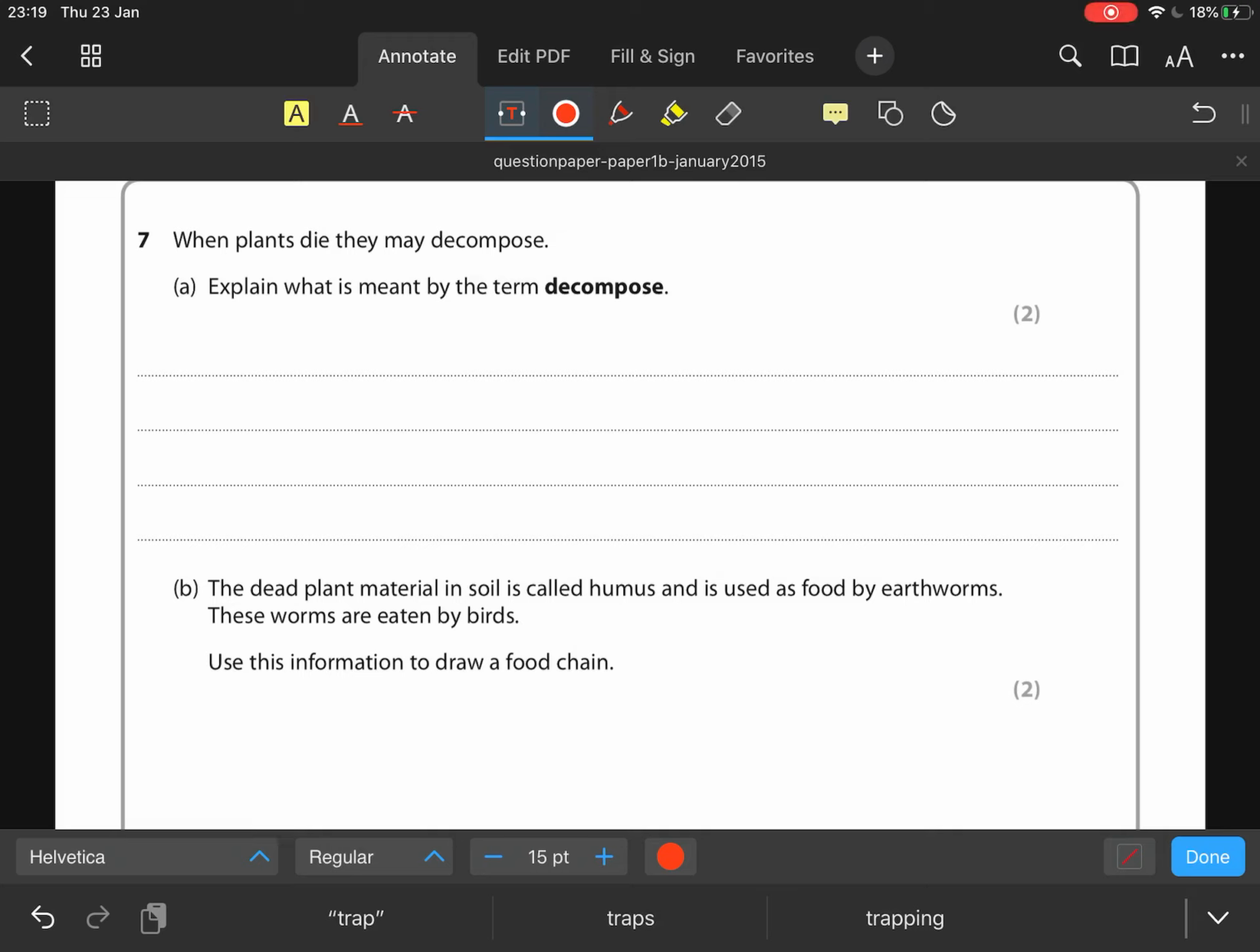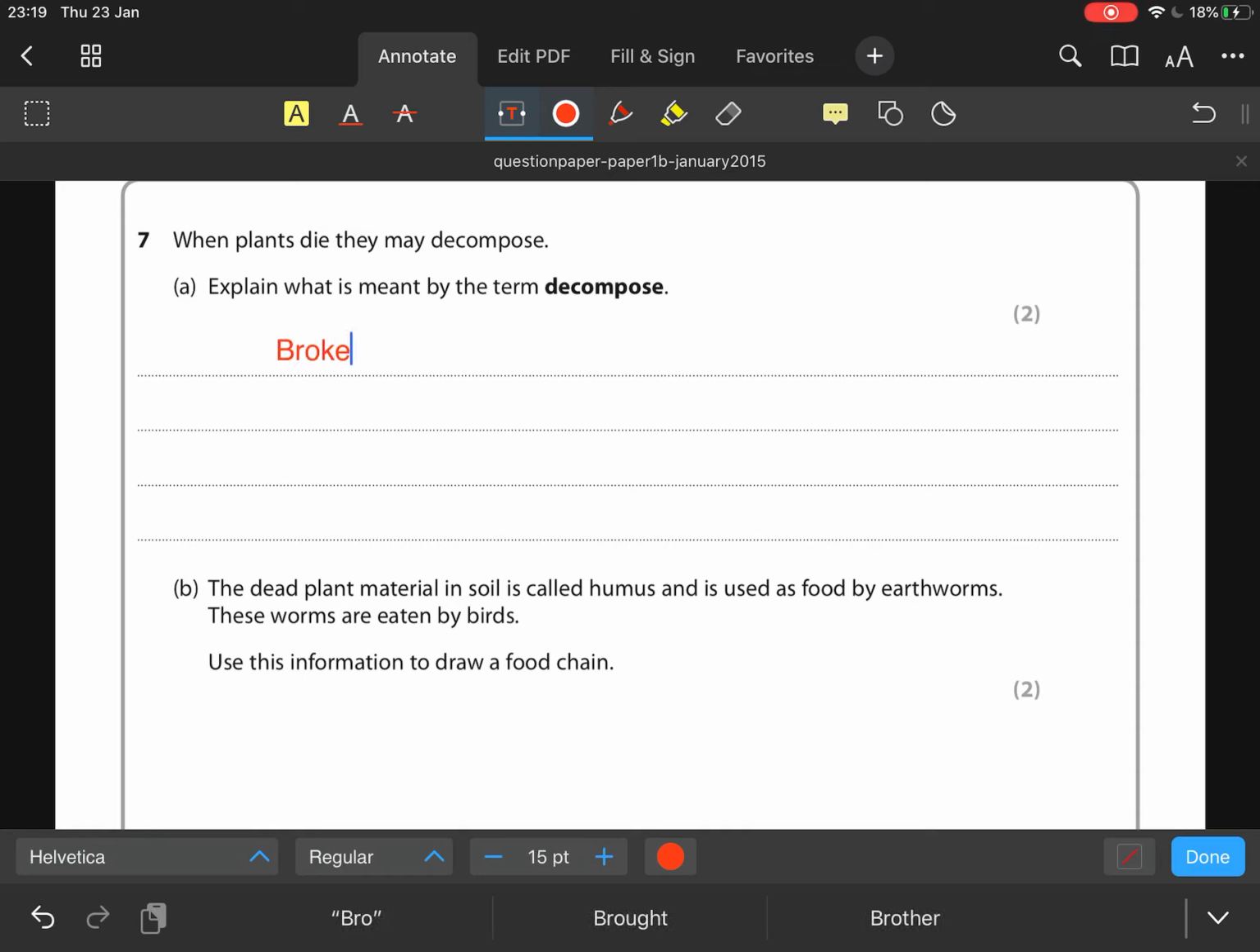Right, carry on to question 7, starting with decomposition here. First thing we can see there is a definition. Explain what is meant by the term decompose. We have to define decomposition. For 2 marks, it's a pretty easy 2 marks.